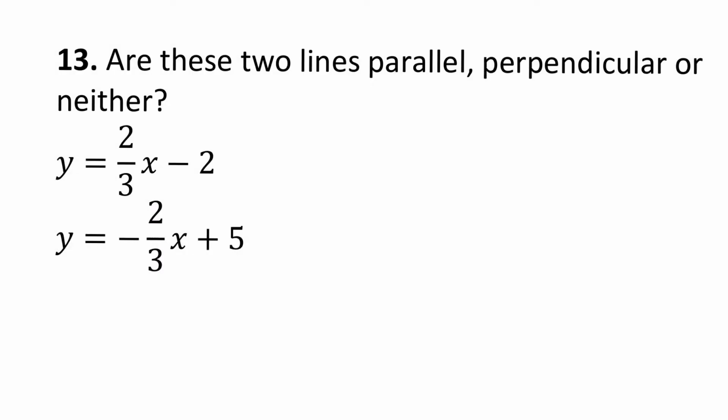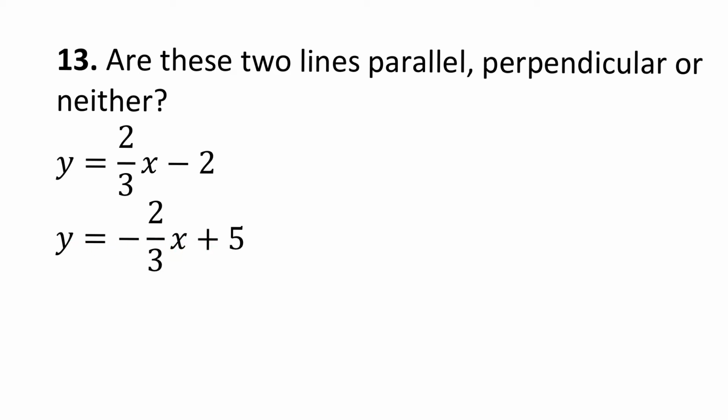Number 13 says, are these two lines parallel, perpendicular, or neither? So looking at the slopes of the two lines, we have one on the top. This is one line, y equals 2 over 3x minus 2. And the second line is y equals negative 2 over 3x plus 5.